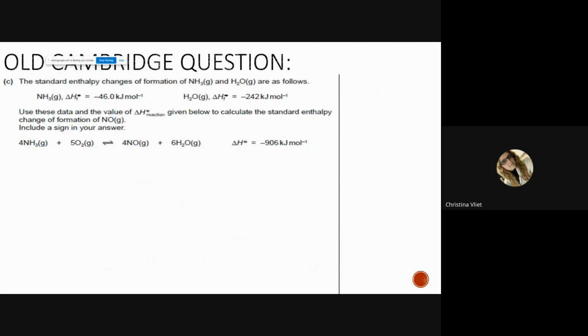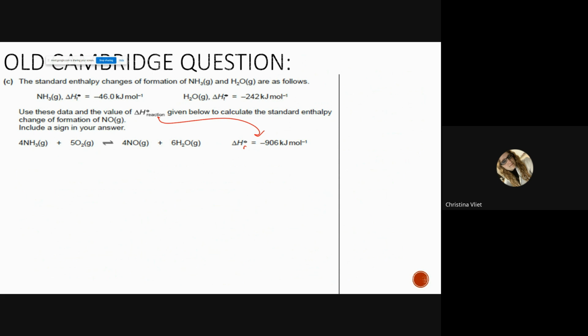All right, here's the next one. The next scenario, what paper is this from, by the way? Paper 2. They give you the standard enthalpy changes of formation of ammonia and water as steam, and then they say use this data and the value of delta HR given below. That is delta HR, to calculate the standard enthalpy change of formation of NO.